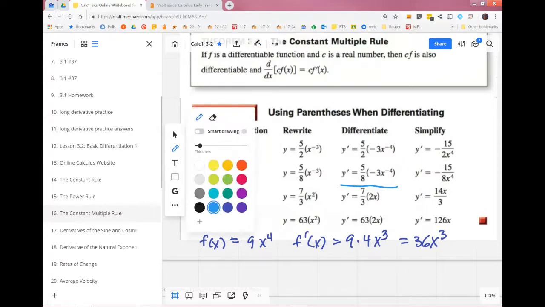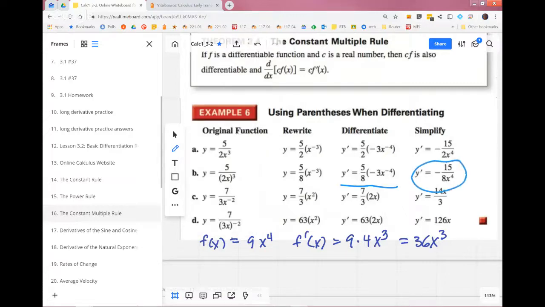Do all of you see how we got there? 5 times -3 is -15. The 8's still on the bottom. And then because we had an x to the negative power, we had to make it positive by moving it to the bottom. There's a bunch of things going on there. Okay, how about C?